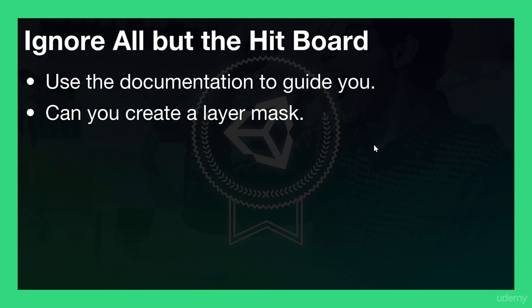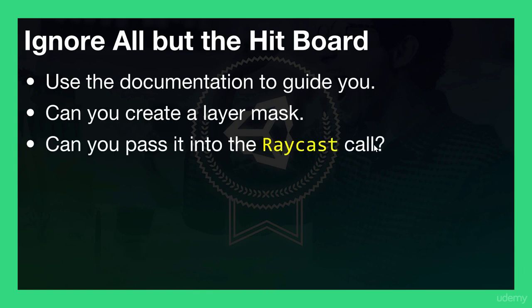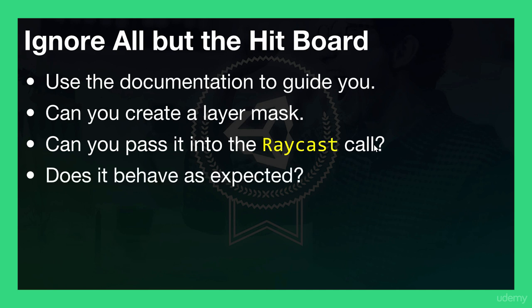You'll need to revise how to create your own layers and custom layers first. And then you can pass it in to the raycast call. So you'll be able to find details on how to do this in the documentation. Just have a little go at reading through the documentation, getting used to how that works. Does it behave as you expected? Give it a little test. Okay, pause the video and have a go at this.